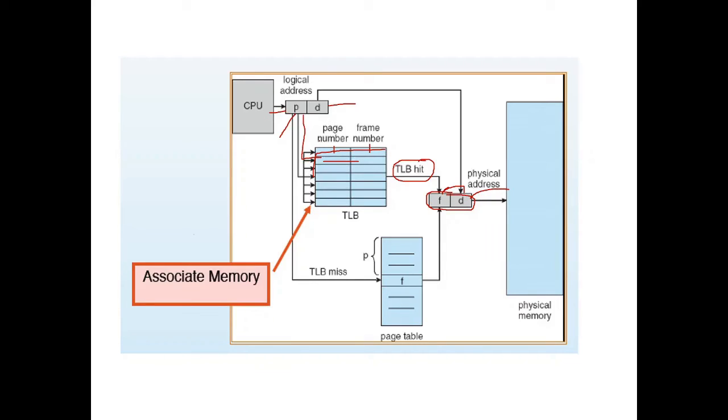If the page is not available in this TLB, then it will be searched in the page table, and we call that a TLB miss. From the page table, the frame address will be retrieved and added with the instruction number, and then you will get the physical address. So this is how the TLB works. It is a cache memory where it will store the frequently accessed pages. First, the system searches in the TLB whether that page address is available or not. If it is available, then it is a TLB hit. If it is not available, then it is a TLB miss, and later on the frame number will be added with the instruction number, and you will get the physical address.